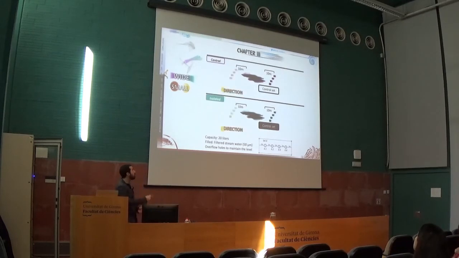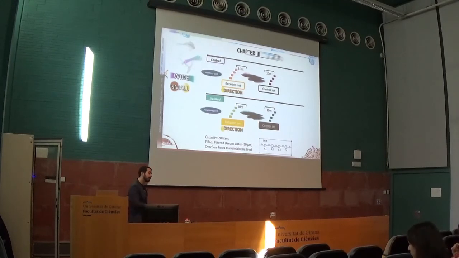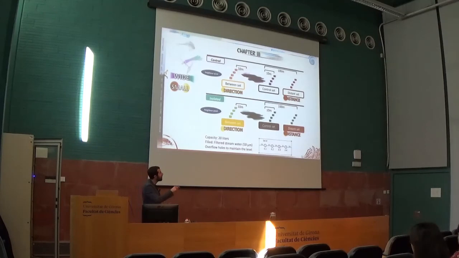Then, in order to test only for direction, we placed another set of mesocosms that we called the between set, which was placed at the same distance, so 10 meters from the pond, but in the direction towards the closer neighbor pond. Similarly, in order to account for distance, we placed the distance set 100 meters away from the pond and in the same direction as the control set, in order to account only for the distance factor.